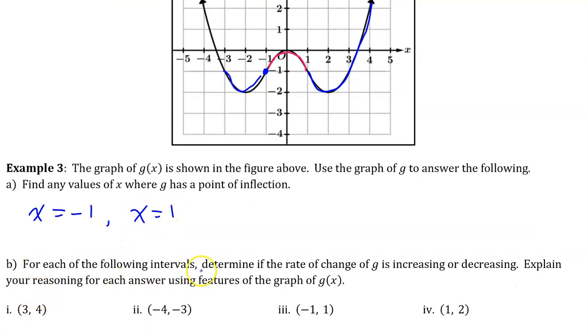For each of the following intervals, determine if the rate of change of g is increasing or decreasing. Explain your reasoning for each answer using features of the graph of g of x. So let's examine the interval from 3 to 4. That's this part of the graph right here. We can use concavity to answer each of these questions, and the interval from 3 to 4 is sitting on part of the graph that is clearly concave up.